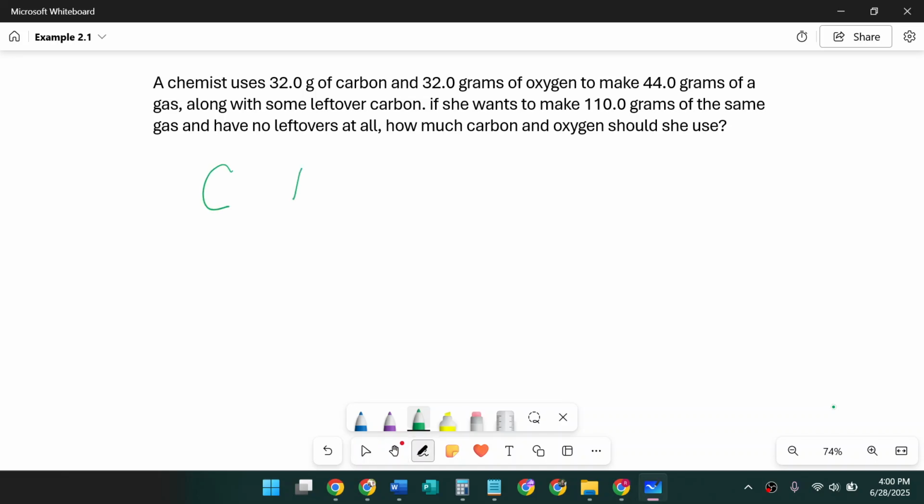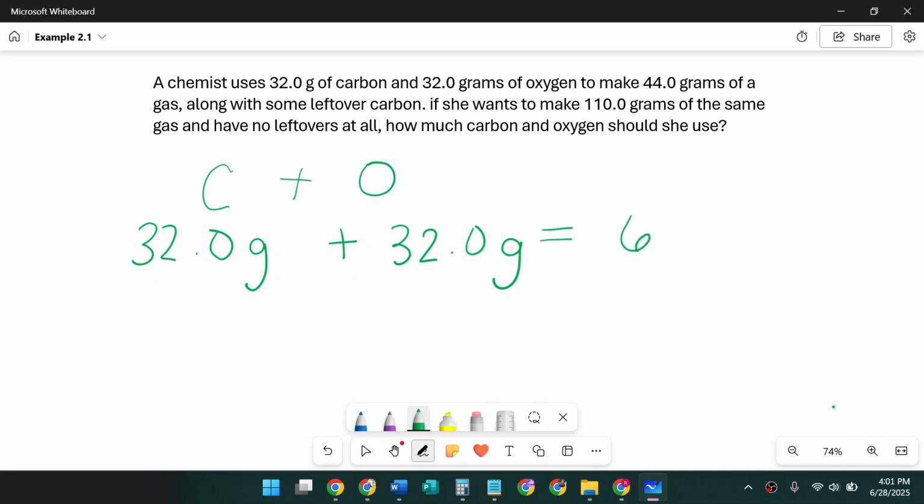I'm adding some carbon and I'm adding some oxygen. I'm going to make a gas. The carbon has 32 grams I'm adding. The oxygen has also 32 grams that I'm adding. And the final thing is going to make 44 grams. I can look at these and just add them. You can use a calculator if you want.